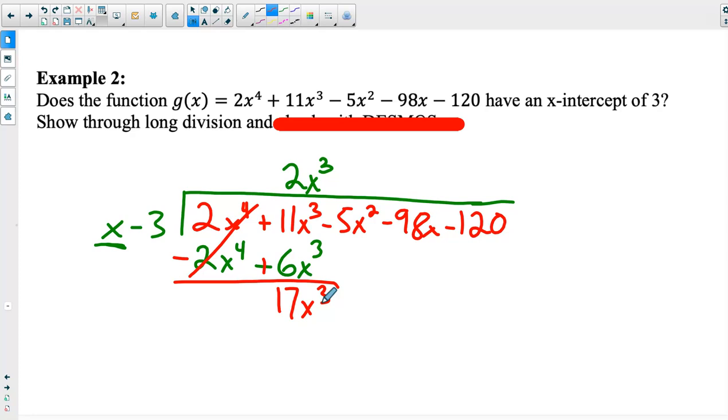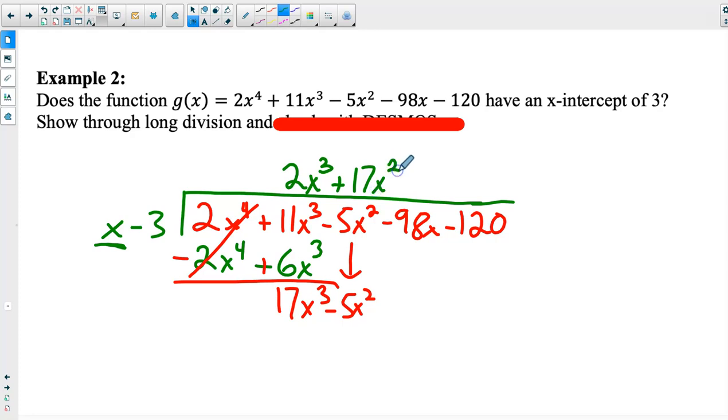No, I gotta do something first. Yeah, we gotta bring this down. So I'm gonna minus 5x squared. Now I'm gonna go ahead and say, okay, now x times what is 17x cubed? That would be 17x squared.